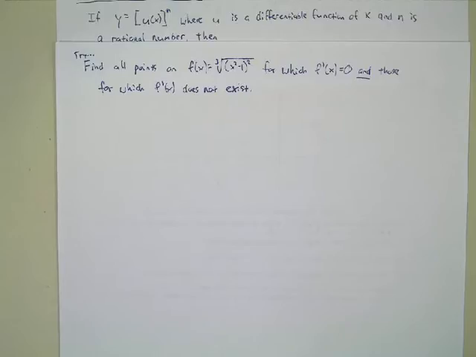Alright. So I don't know how to find the points where the derivative does not exist. I mean, I can find the points where the derivative equals zero. You just set it equal to zero.